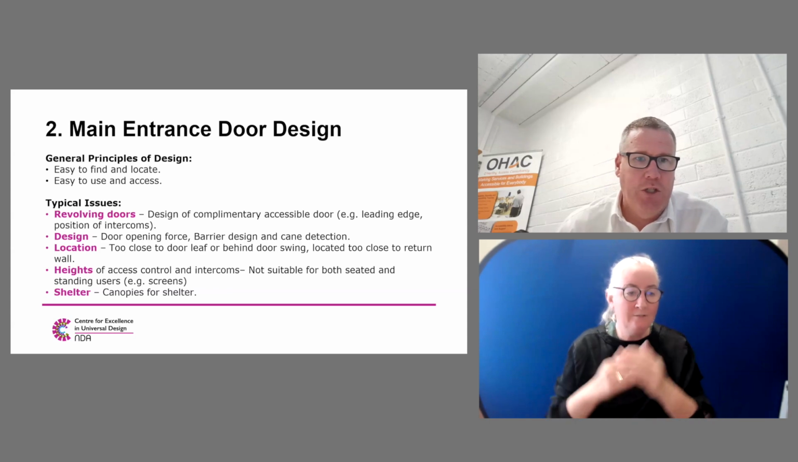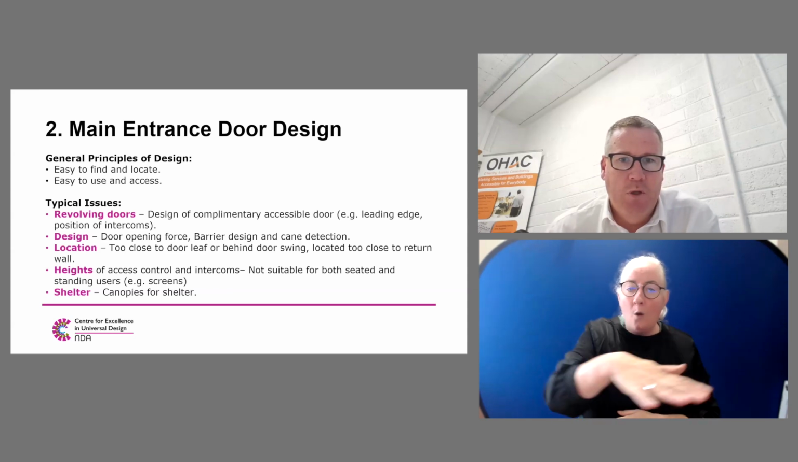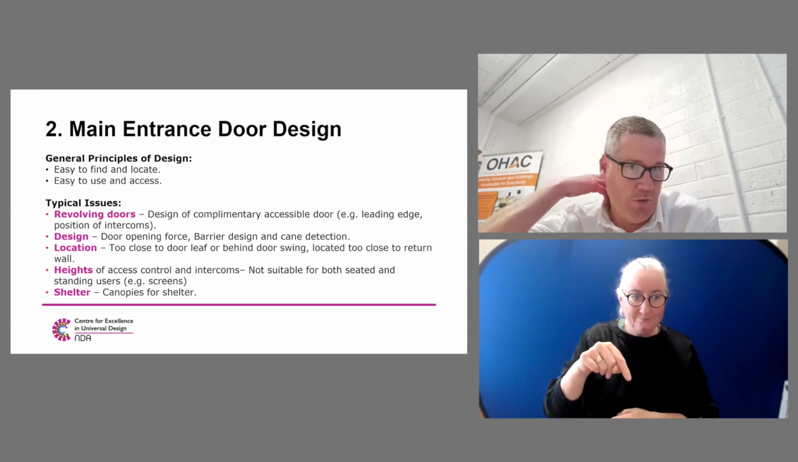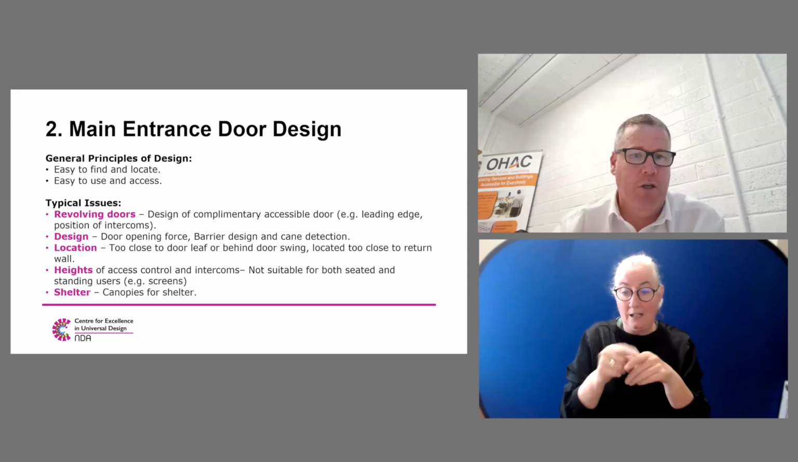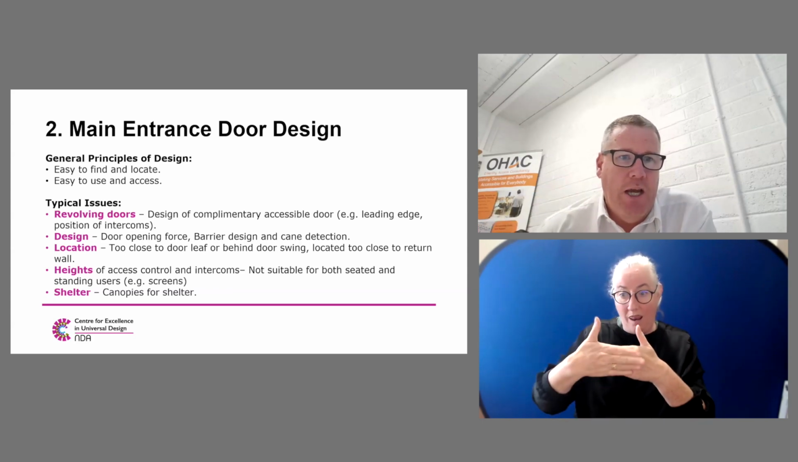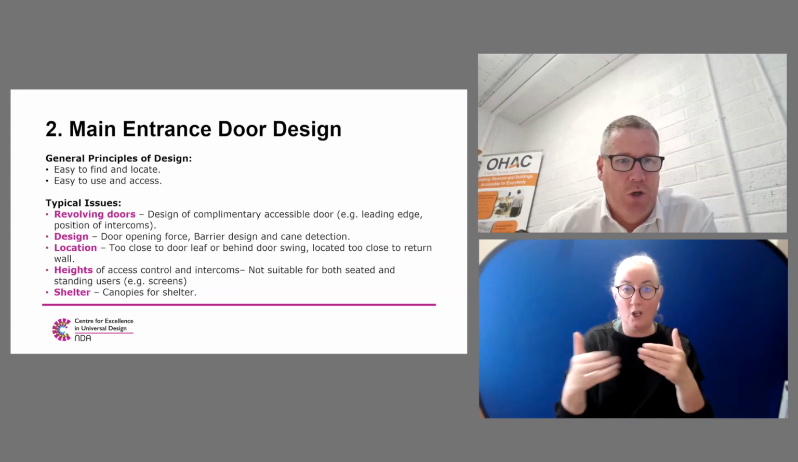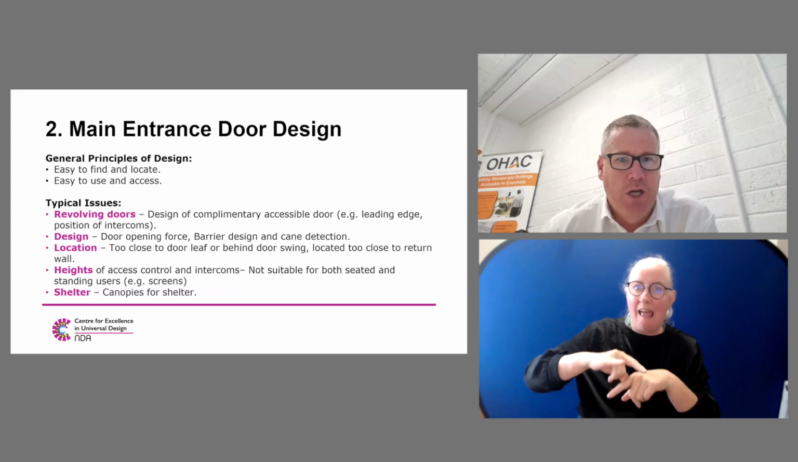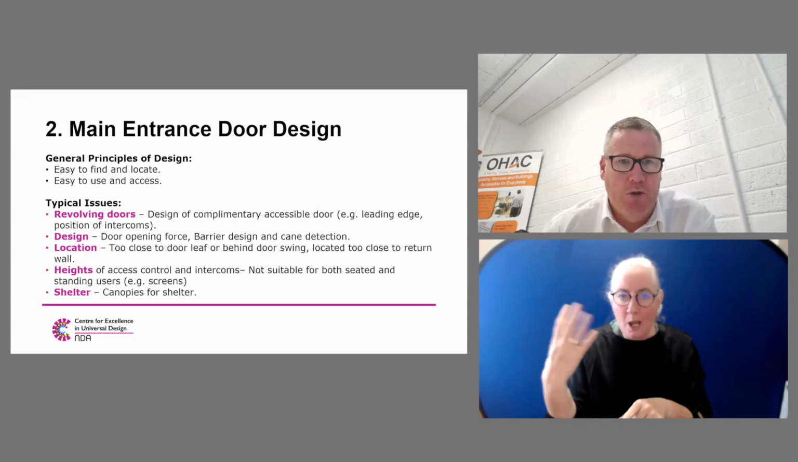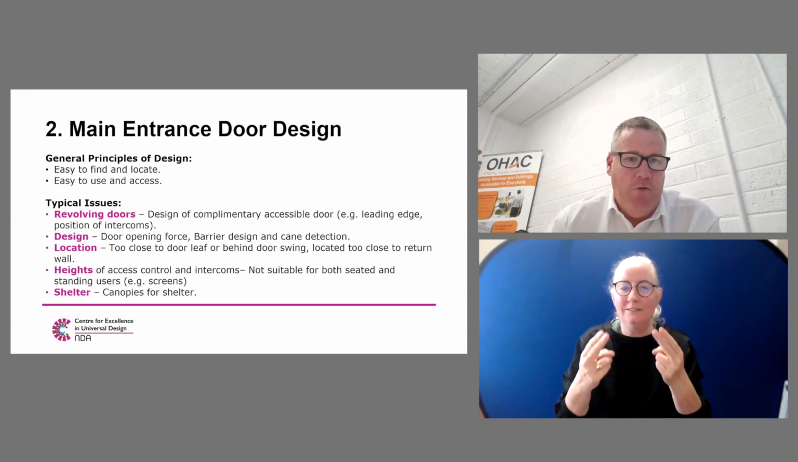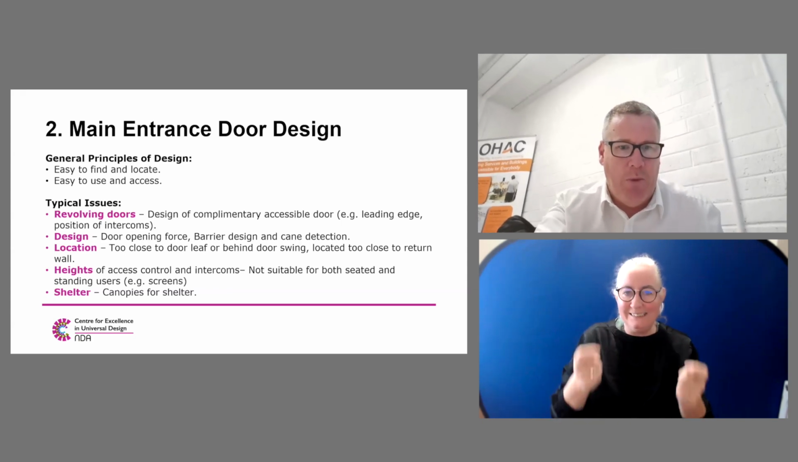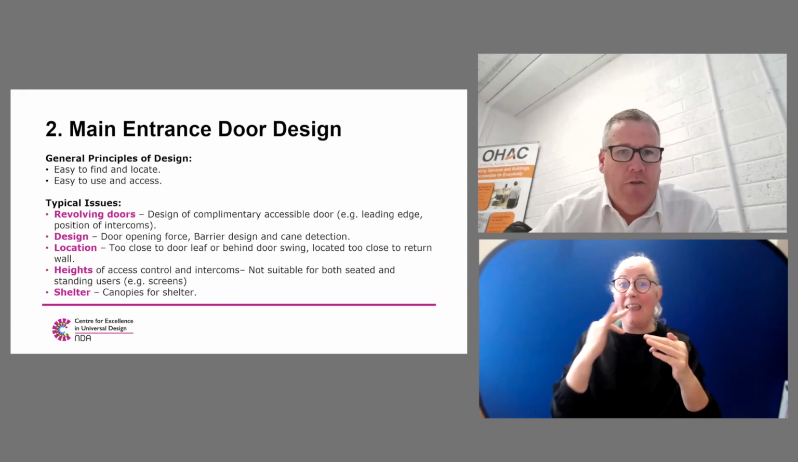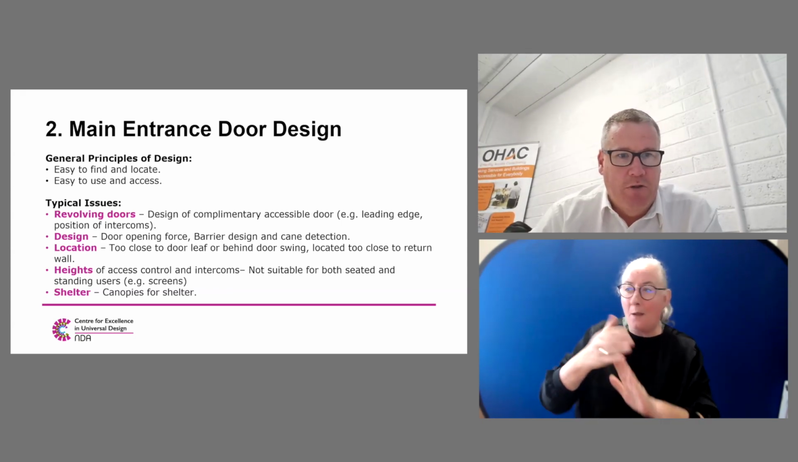In relation to the location, doors located too close to the return wall could impact on the effective clear widths of doors. And again, your access control, so the heights of your access control and intercoms, not suitable for both standard users. So if you're designing, for example, larger apartment buildings, you may have an intercom, but you also might have some screens.